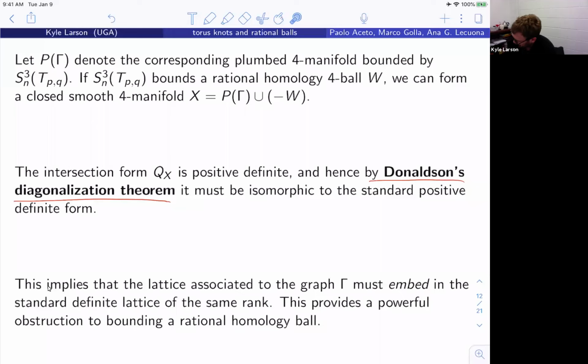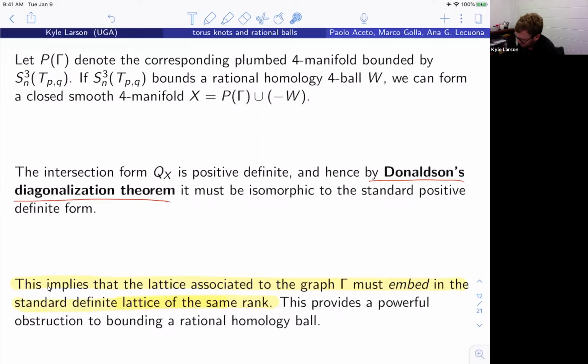Using this big result of Donaldson, what this tells us is that the lattice associated to the graph gamma must embed in the standard definite lattice of the same rank. This is the first time I've used the word lattice in this talk. A lattice is just a free abelian group with a symmetric bilinear form. For low-dimensional topologists, you just want to think of the intersection form for a 4-manifold, which is a symmetric bilinear form on H2, where if there's torsion, you take H2 mod torsion. Or you could think of the intersection form for this plumbing embedding in the standard positive definite form.